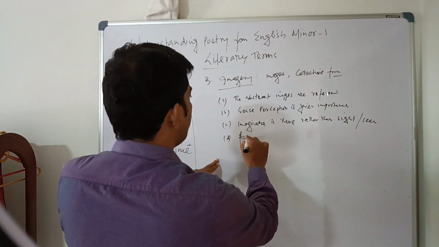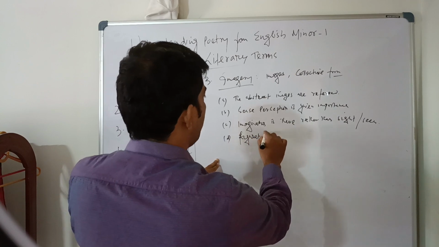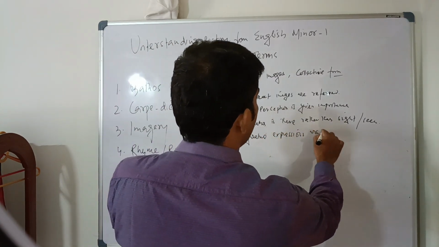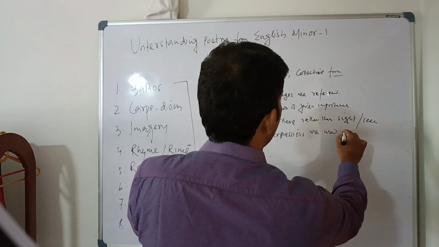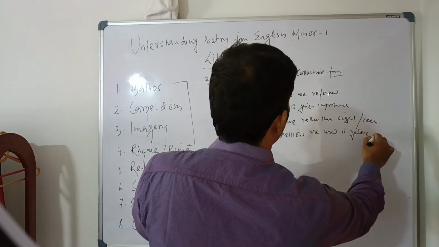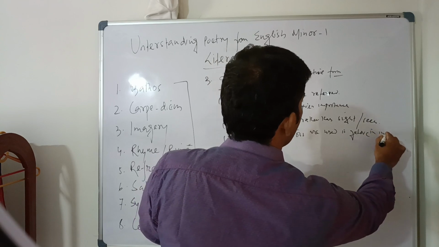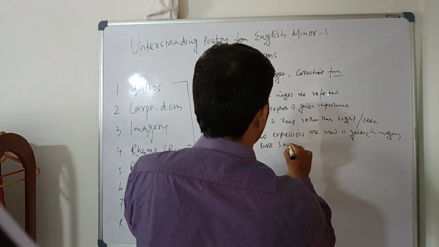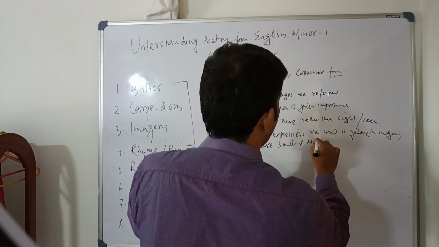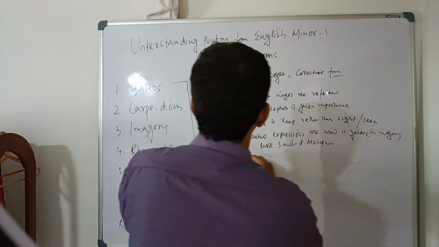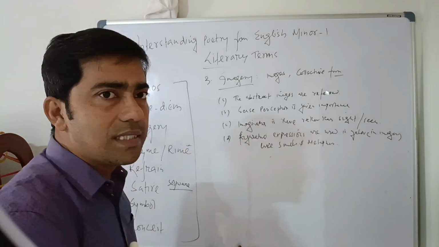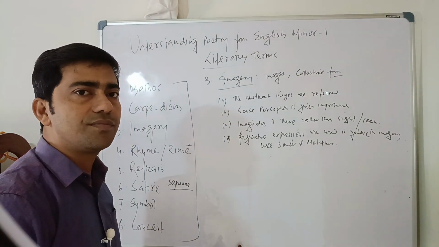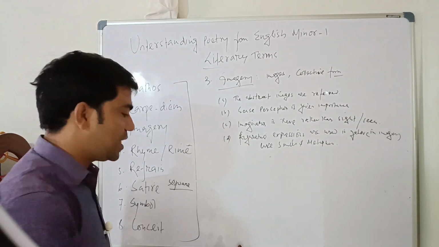Literary, figurative expressions are used in galore in imagery, like simile and metaphor. To a Skylark by Shelley is a famous poem which is full of imagery. Alright?